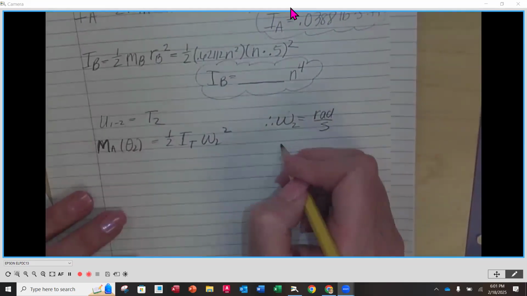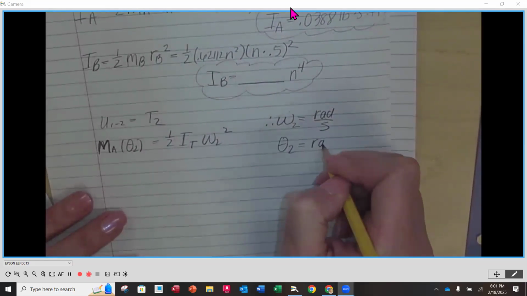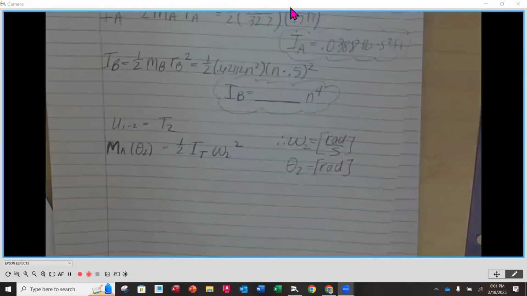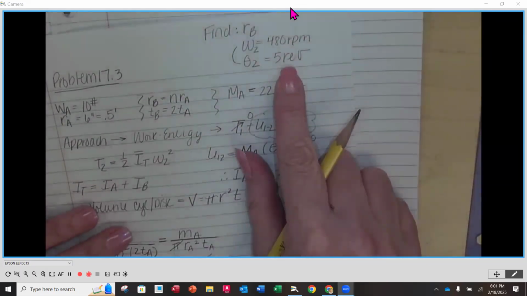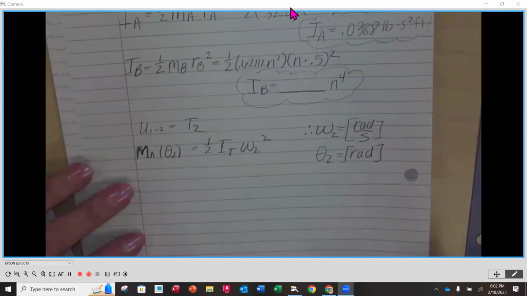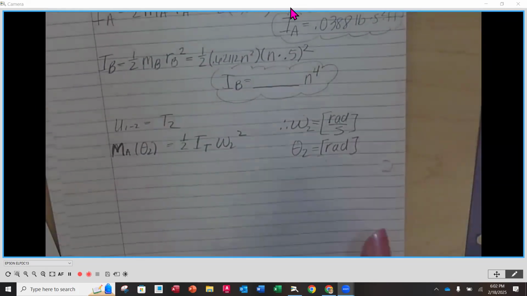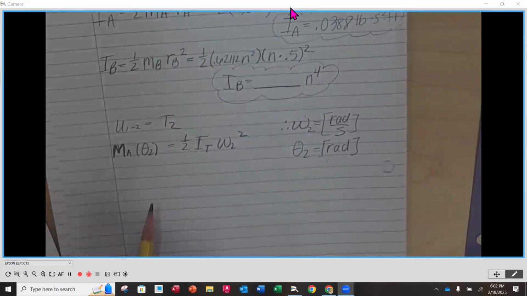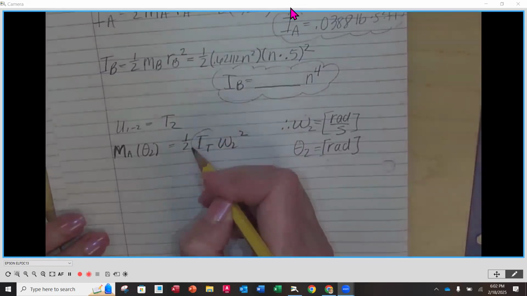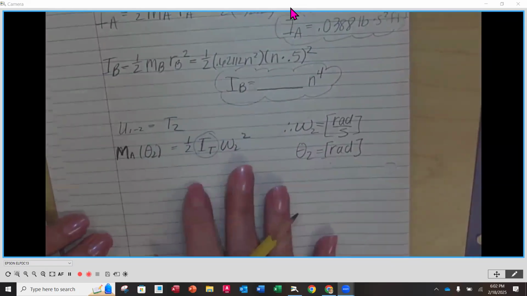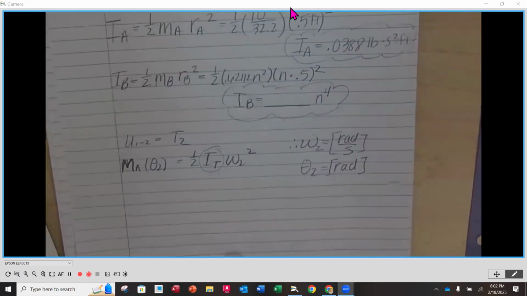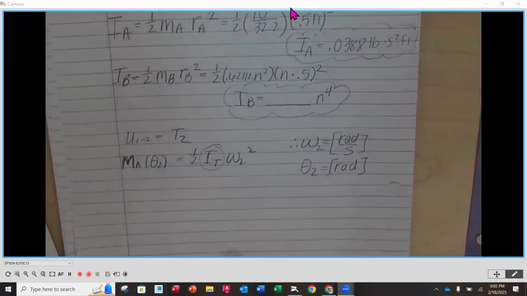Additionally, your theta 2 needs to be in radians as well. So these are the units. You are given theta 2 in revolutions, and you have to convert that to radians. Once you have those done, you're going to plug in the values that you know and solve for the total moment of inertia. I'm going to give you a suggestion and a tip to make it go a little bit easier.